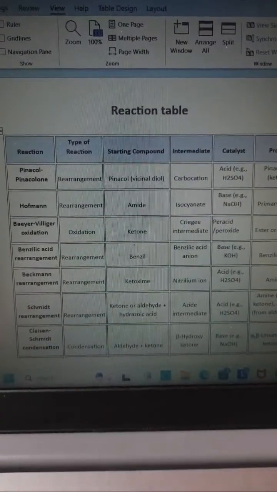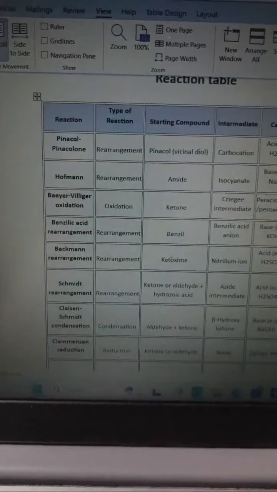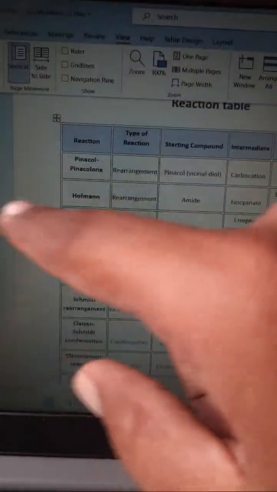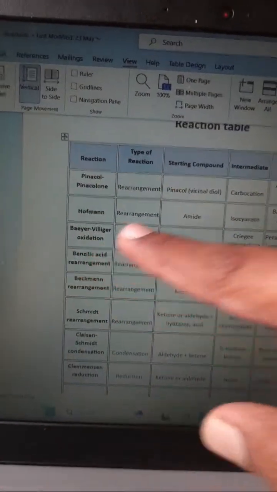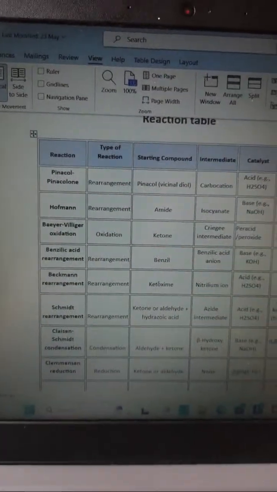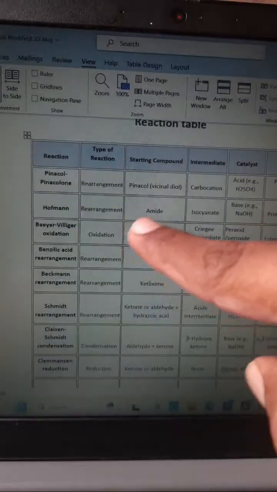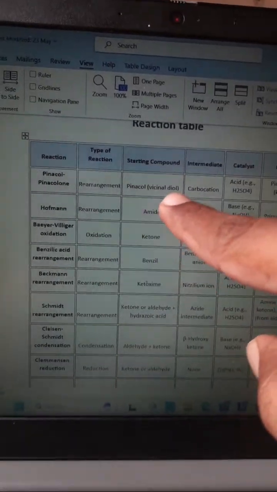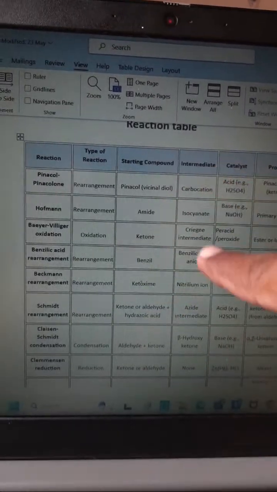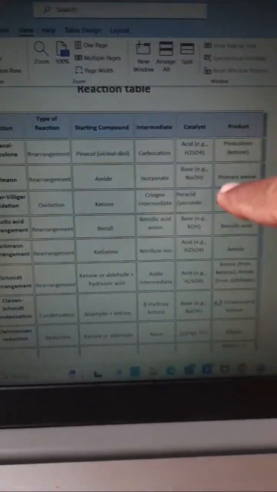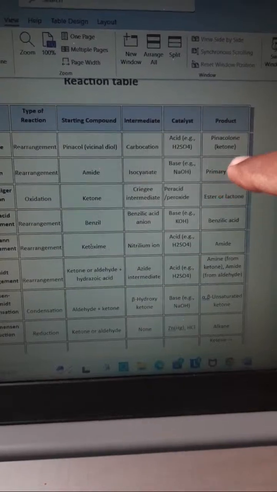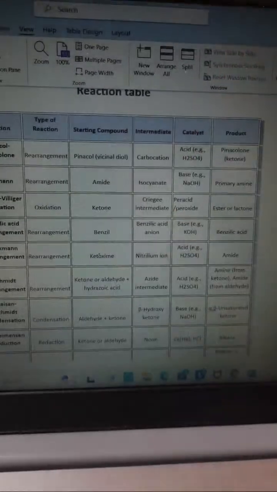Of B Pharmacy syllabus, second year. I have prepared this summary. This is the reaction, and it is a type of reaction. Which type of reaction is it? Then the starting compound, intermediate, catalyst, and the product of this reaction.